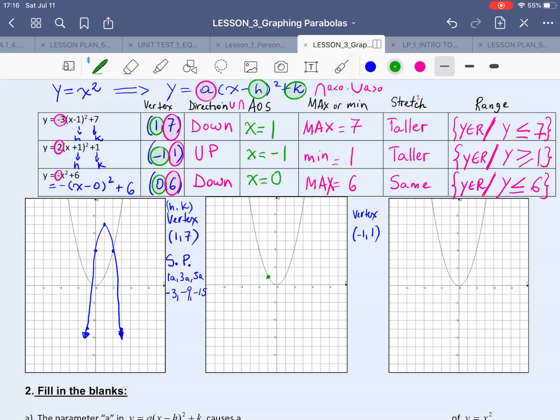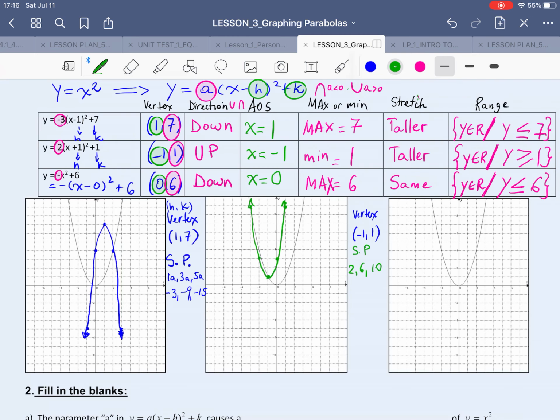And then from here, I will apply the step pattern, which is 1A, 3A, and then 5A. And A is 2, so that means 1 times 2, 3 times 2, 5 times 2. From the vertex, I will go over 1, up 2, over 1, up 6, and so on. So here we go, over 1, up 2, over 1, up 6. I don't have more room to go a little higher, but I think it's enough for us to kind of see what the shape of the parabola is.